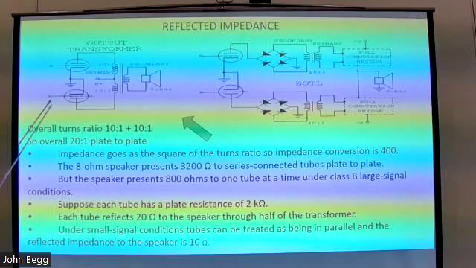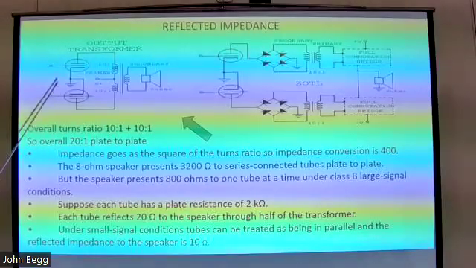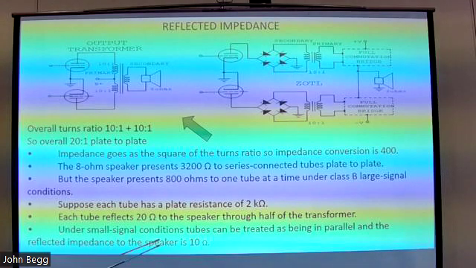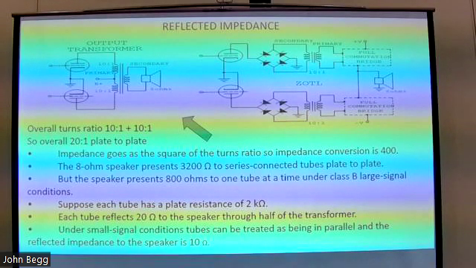That's when both tubes are active. As I said, the B plus is ground, the cathode is ground. So these are like two resistors, but they're in parallel because of the ground here. So the reflected speaker impedance is 10 ohms from the tubes. So try and remember those numbers. Next slide, please.